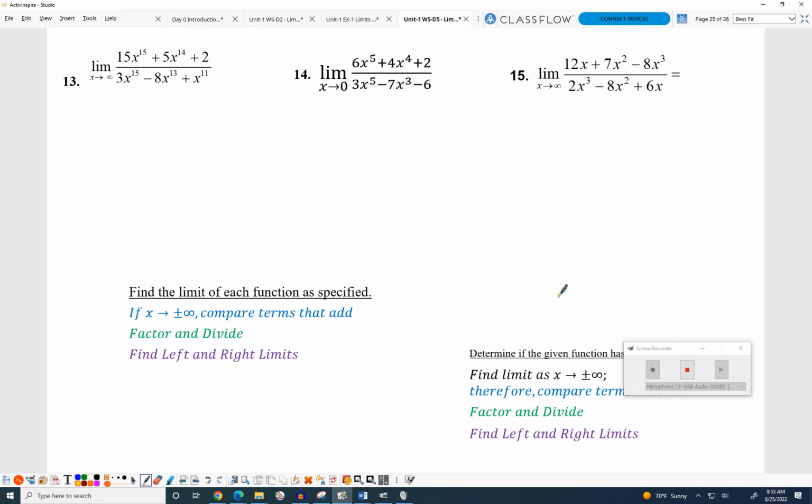Okay, here we go. Number 13. The instructions for this sheet, if you look on the very front of the packet, say: find the limit for every problem as specified. It also says identify any horizontal asymptotes.